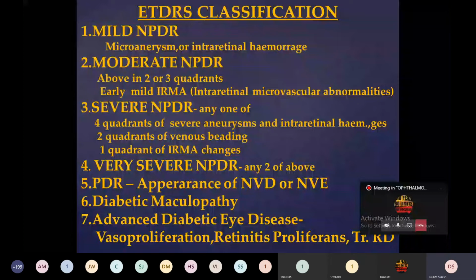Coming to proliferative diabetic retinopathy, there will be appearance of neovascularization around the disc or neovascularization elsewhere. Once the neovascularization occurs, we call it proliferative diabetic retinopathy. Diabetic maculopathy is a different entity altogether, wherein you see most of the changes around the macula or in the fovea. Advanced diabetic eye disease is due to vitreous hemorrhage and organized vitreous hemorrhage, which can cause retinitis proliferans and then tractional retinal detachment.